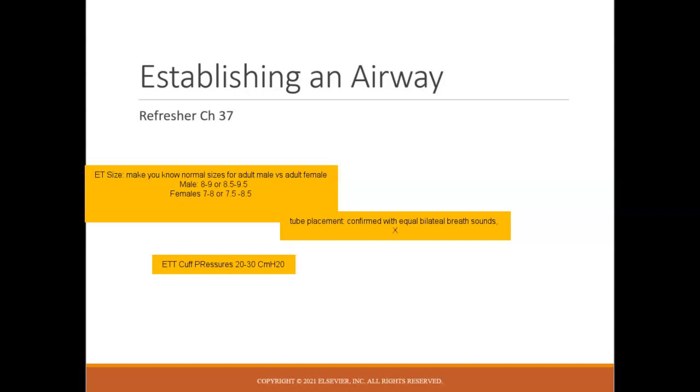Finally, you want to get an x-ray. The x-ray should show the tip at 3 to 5 centimeters above the carina. Okay, so the tip of the ET tube should be 3 to 5 centimeters above the carina to be in good position. This usually correlates to a marking of somewhere between 21 and 23 at the teeth for men, and 19 to 21 for women. Those are just generalizations. Again, the most appropriate thing would be to confirm placement with equal bilateral breath sounds and that chest x-ray.